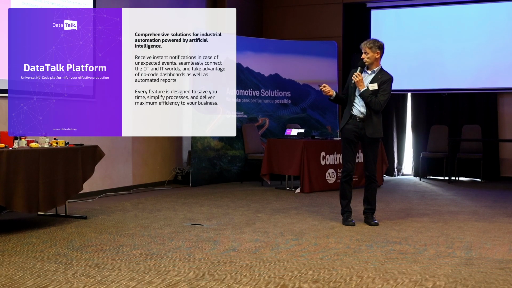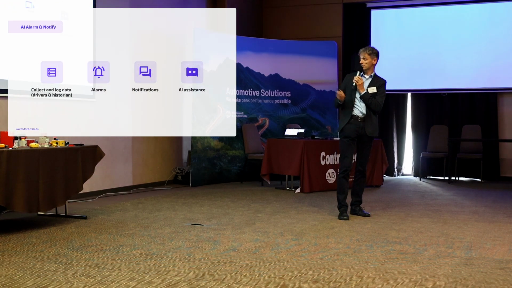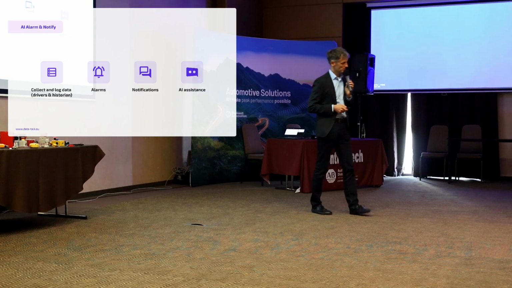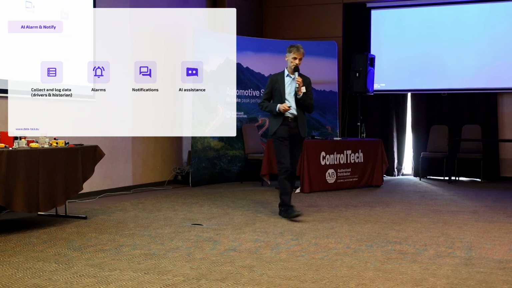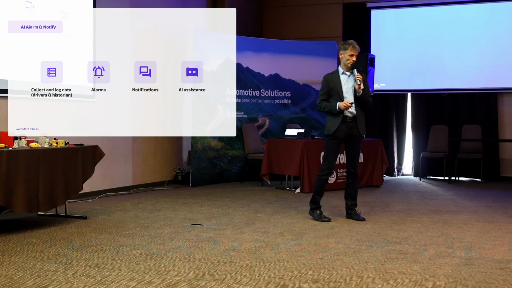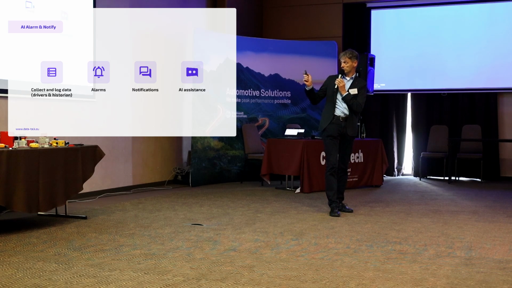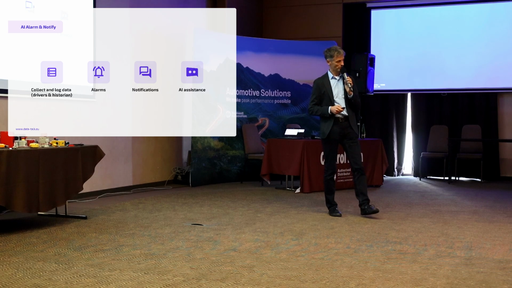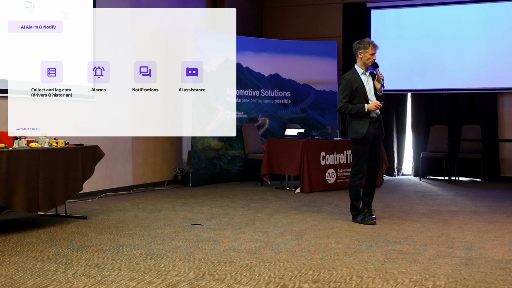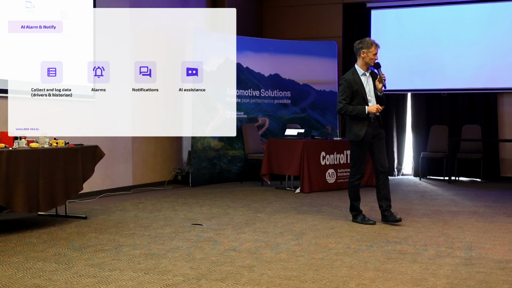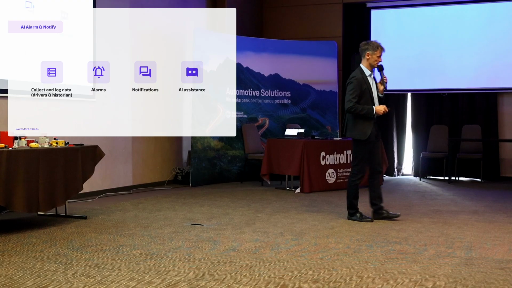Now let's go to AI Alarm and Notify. It has four basic functions. The first one is collection of data. It also has an integrated historian, so the data are stored. It, of course, processes real-time alarms. It has real-time notifications, and the most interesting part, which I will be talking about mostly today, is the AI assistance.